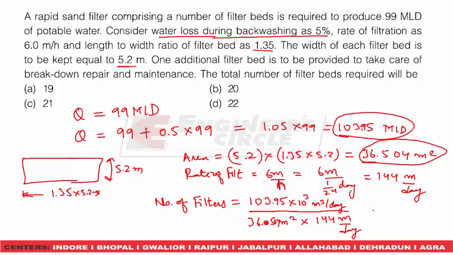We will get number of filters, that is 103.95 by 36.504 by 144 into 10 to the power 3. It comes out to be 19.775. So number required is 20, and it is given to us one additional for breakdown and repair. So total number will be 20 plus 1, that is 21. So the correct answer would be C option. The next question.